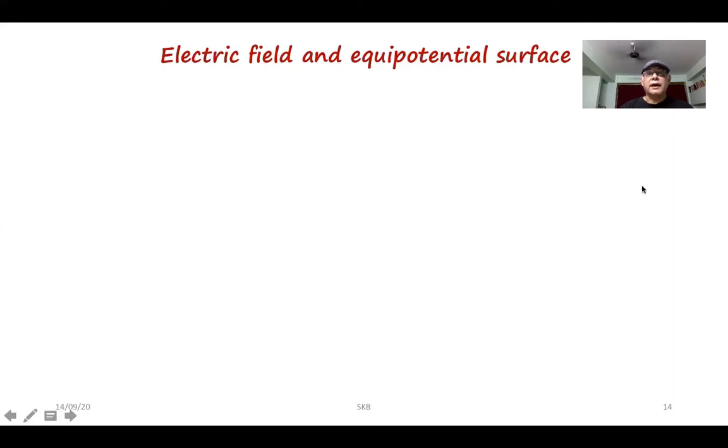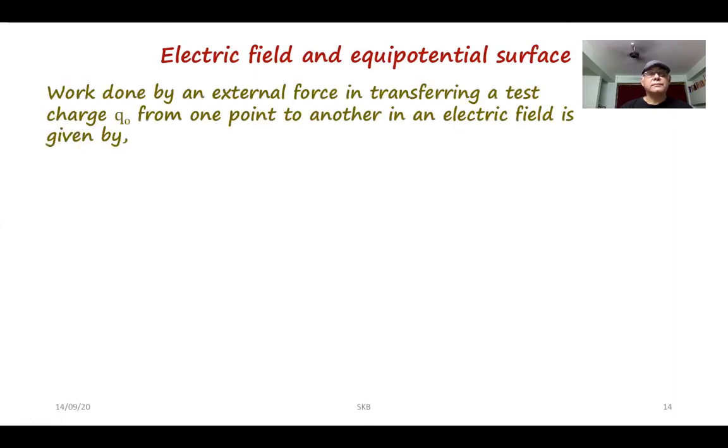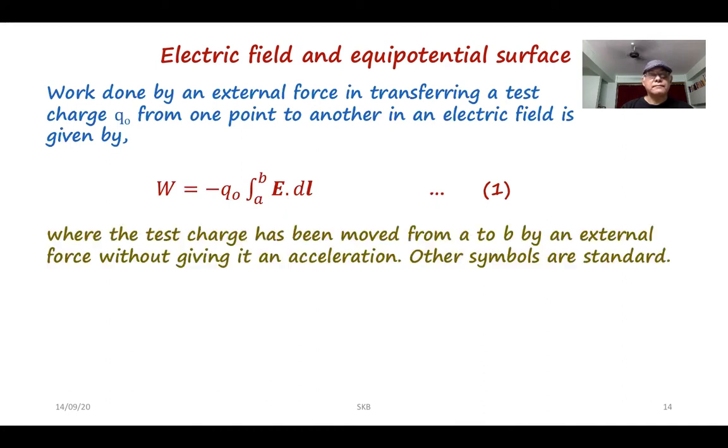Electric field and equipotential surface. Work done by an external force in transferring a charge Q naught from one point to another in an electric field is given by W equal to minus Q naught integration A to B E dot dl. This is equation 1, where the test charge has been moved from A to B by an external force without giving it an acceleration. Other symbols are standard.